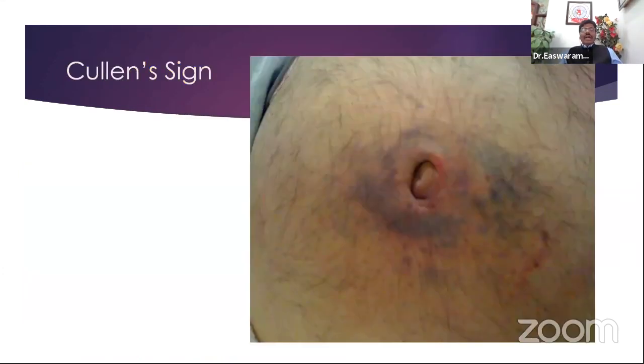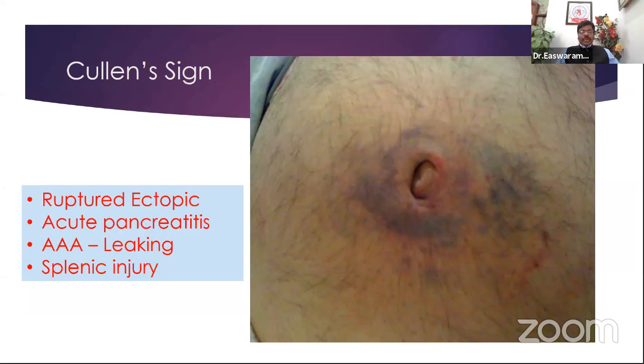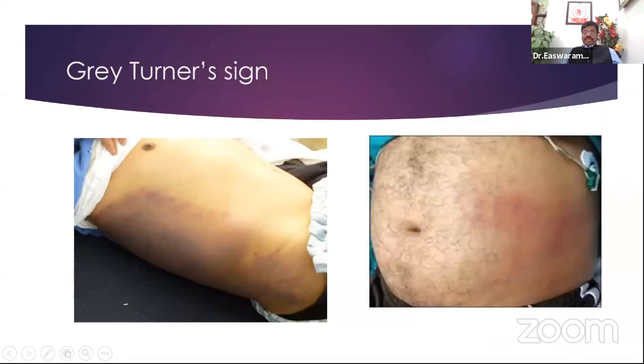Okay. Next, this particular sign, I'm sure all of you know by this time, periumbilical ecchymosis, a sign of retroperitoneal bleed, like a ruptured ectopic, acute pancreatitis, leaking abdominal aortic aneurysm, or a splenic injury. These are the four important conditions which give rise to this Cullen sign, and also the Grey Turner sign. What is Grey Turner sign?